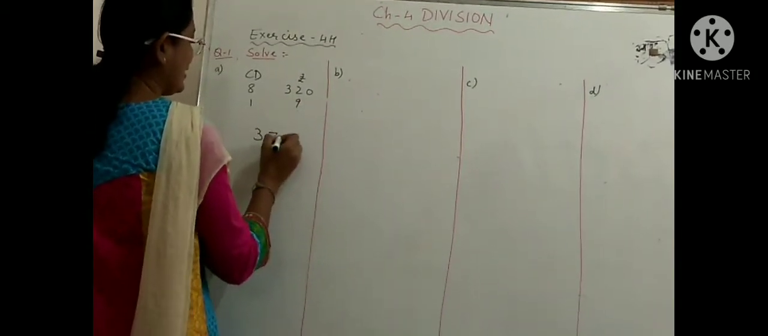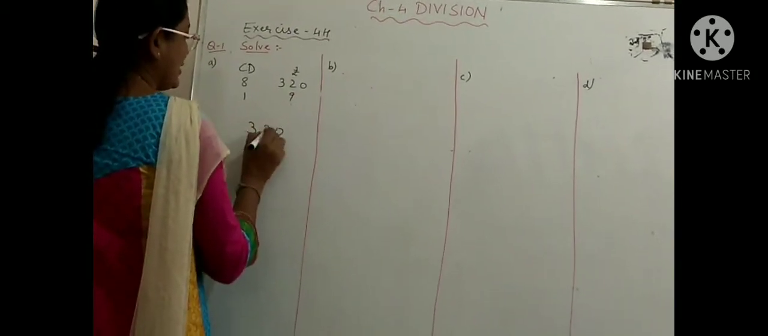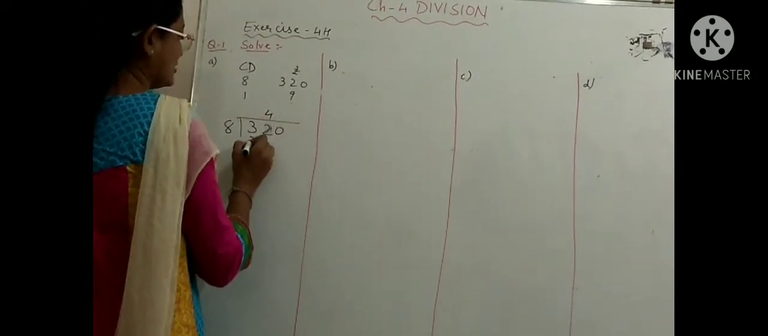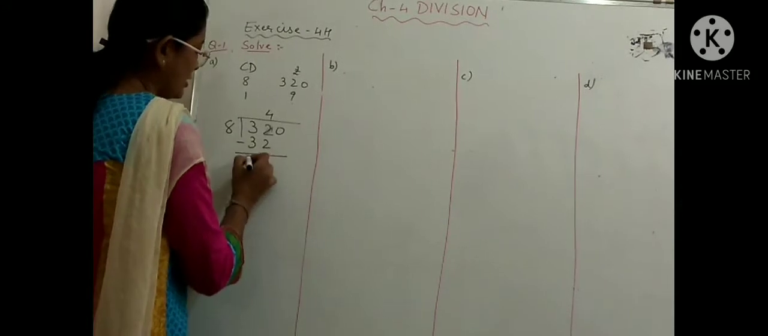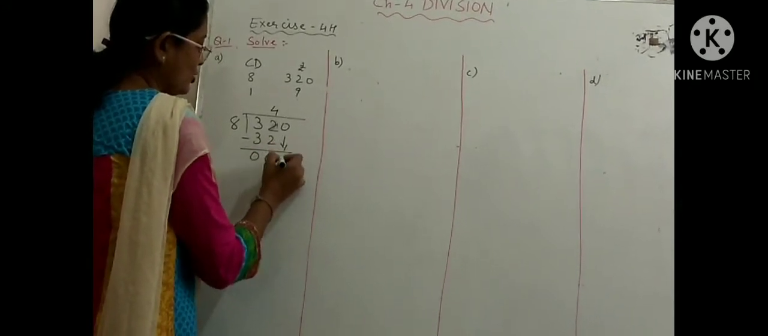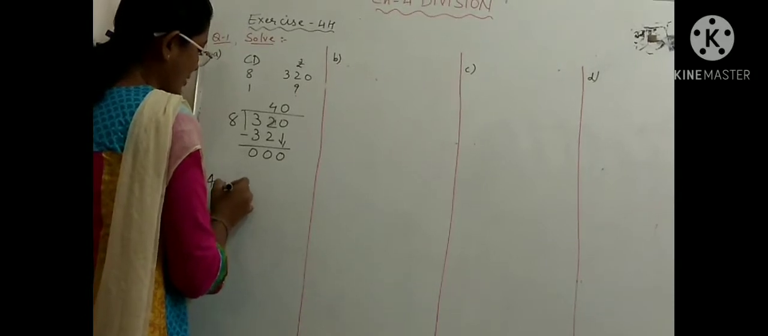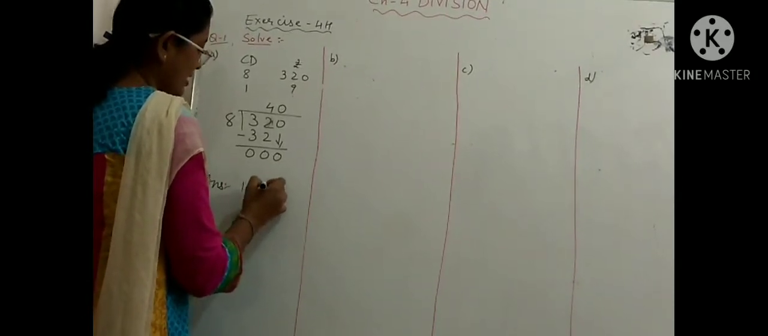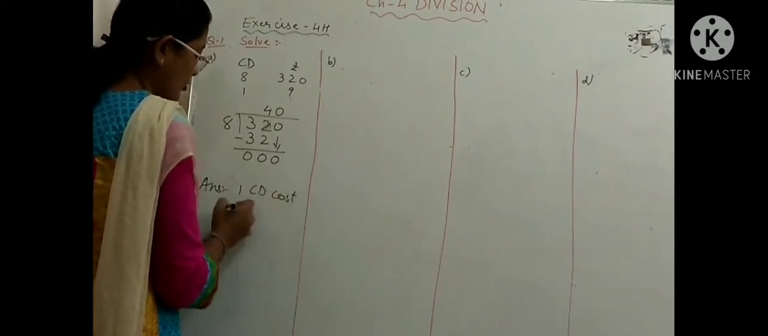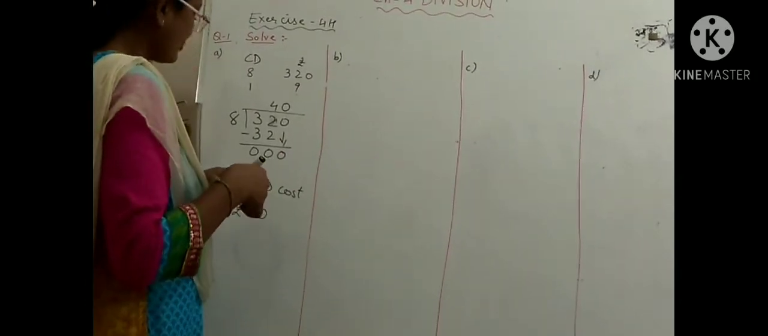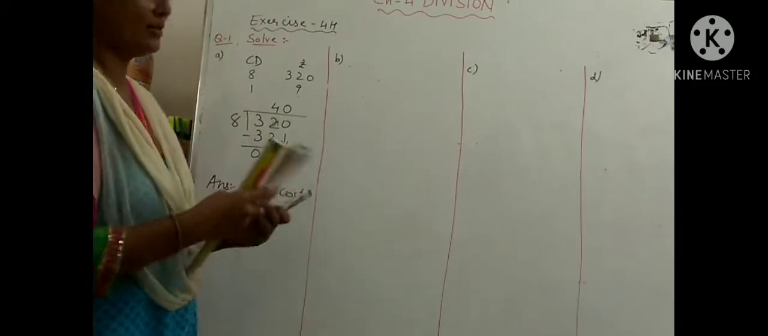That is 320 divided by 8. 8 4s are 32. Subtract, 0, 0, and this 0 will come down also. So your answer will be: 1 CD costs rupees 40. Right? This is your answer for the first sum.